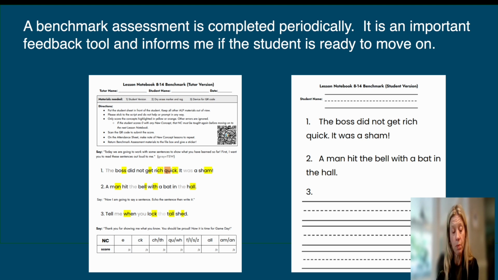And then we have a benchmark that is completed periodically. It's an important feedback tool for me as a tutor. It informs me of the concepts that my student is generalizing. And then also, if they are not, it gives me an opportunity to go back and reteach that concept.